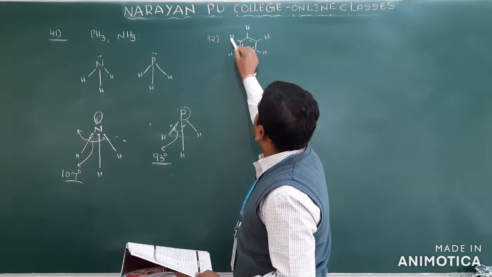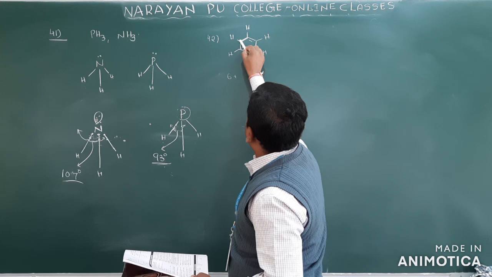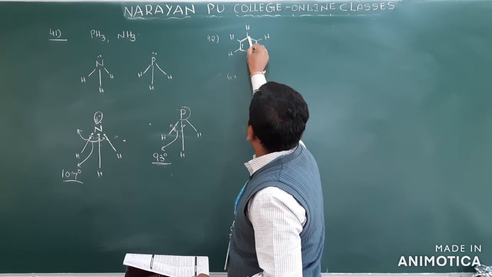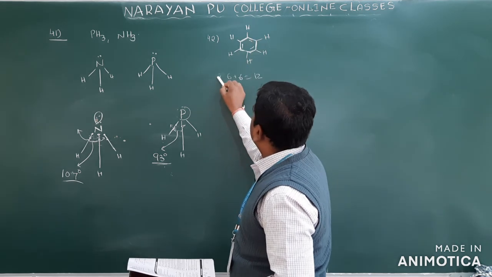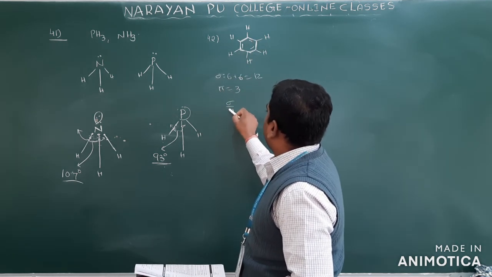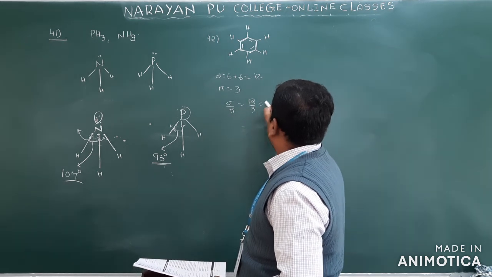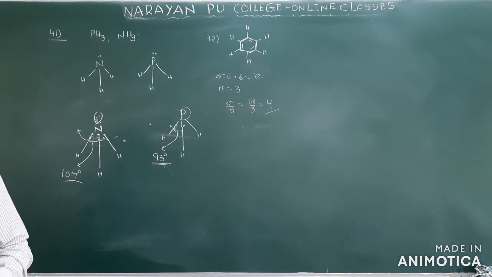See, here 6 bonds are there, and these are single bonds: 1, 2, 3, 4, 5, 6. Plus 6 more, that is 12 sigma bonds. But how many pi bonds are there? Pi bonds are 3. So what is the sigma by pi ratio? 12 by 3, that is 4. Your option should be 3. Clear? Next one.